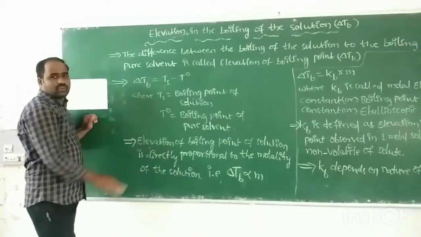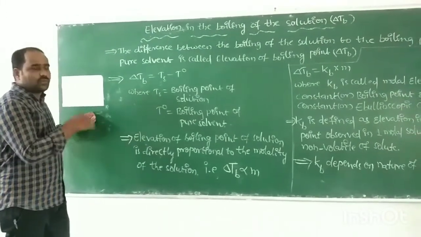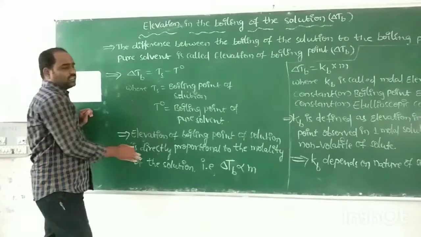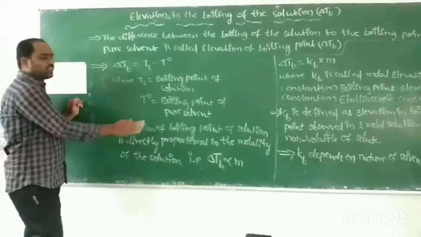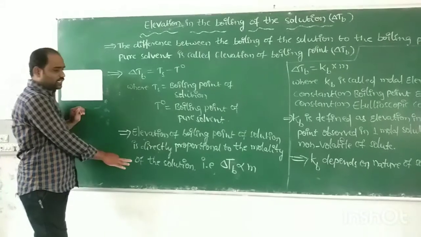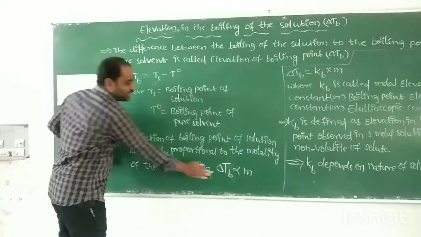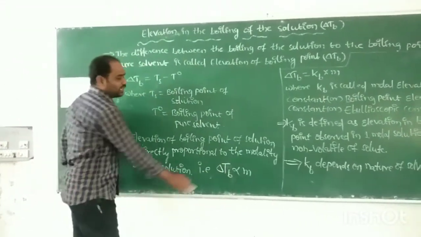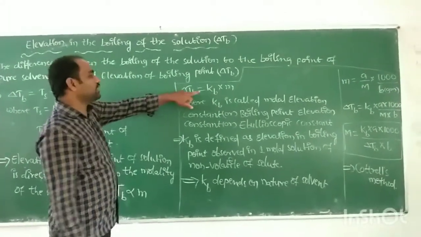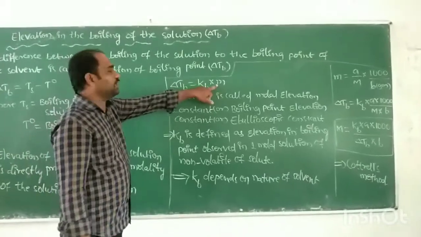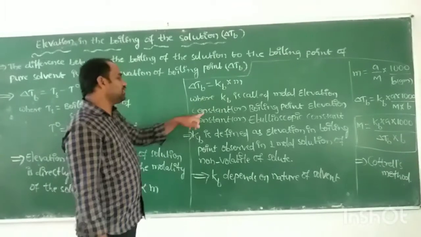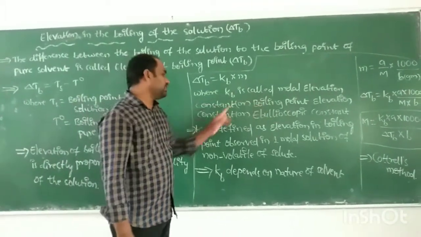Here molarity is nothing but one concentration expression method. How much amount of the solute is dissolved in that given amount of the solvent is taken as a measure of molarity. Elevation of boiling point of the solution is directly proportional to the molarity of the solution. Then delta Tb is proportional to m. Now we remove the proportionality and introduce a constant, that is delta Tb is equal to Kb into m, where Kb is a constant. This Kb is known as the molal elevation constant or boiling point elevation constant.